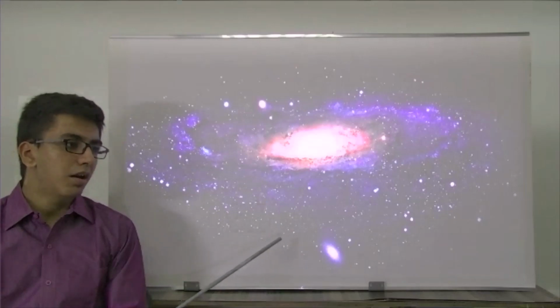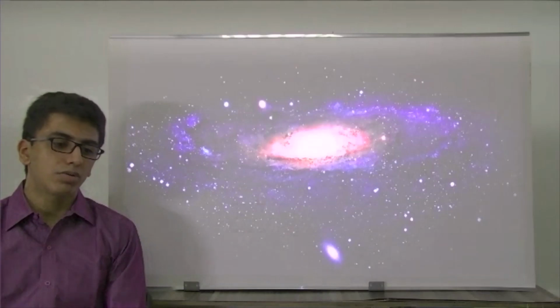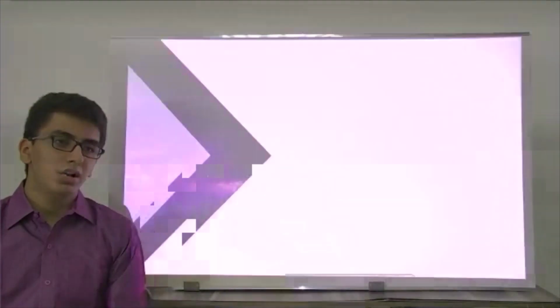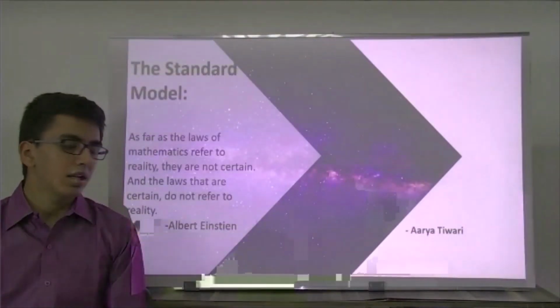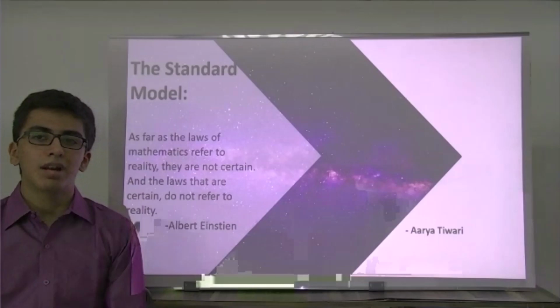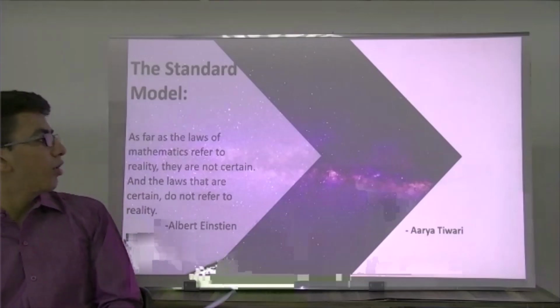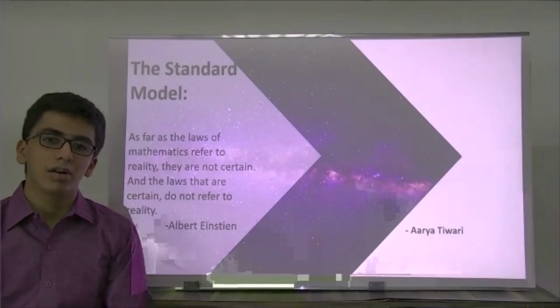Subatomic particles are normally broken down into the hadrons and the leptons, and the hadrons are the protons and the neutrons. So if you break the hadrons down, you get the quarks. So this is eventually broken down into the elementary particles, which is the standard model. The standard model, so I'm going to be talking about that now.